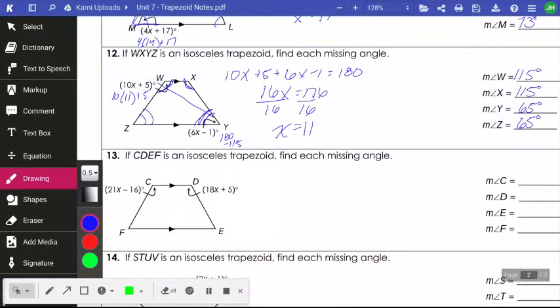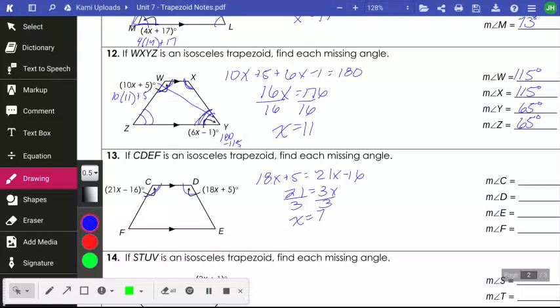13. Okay. Angle C and angle D we have equations for. They're base angles, so they're equal to each other. So I'm going to do 18x plus 5 is equal to 21x minus 16. I am going to subtract 18x from both sides, and I'm going to add 16 to both sides so that I will be able to get 21 is equal to 3x. Divide both sides by 3, and I'll get x is equal to 7.